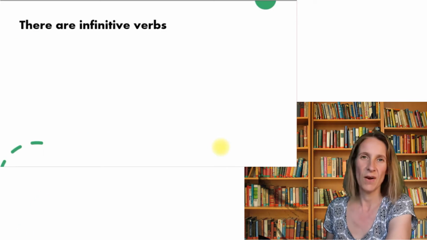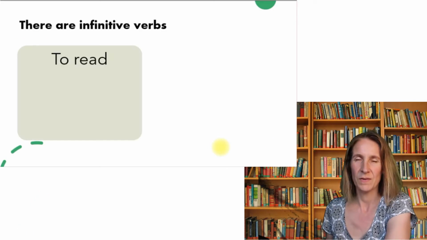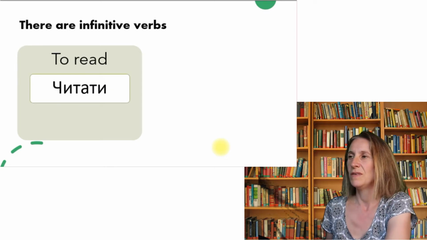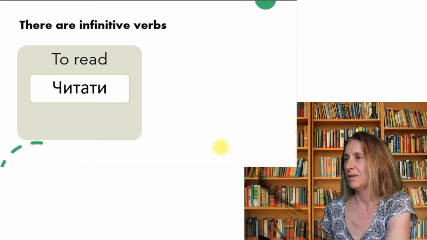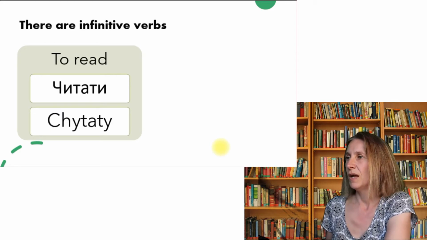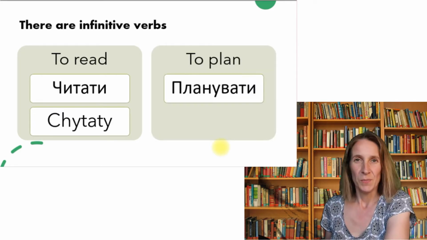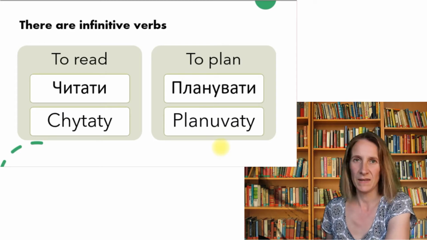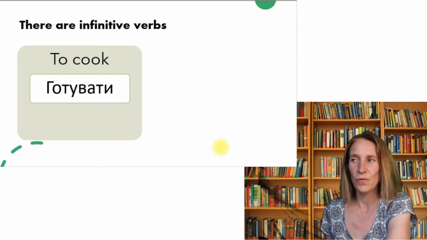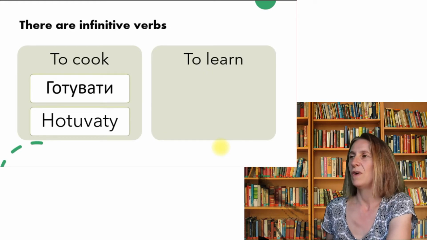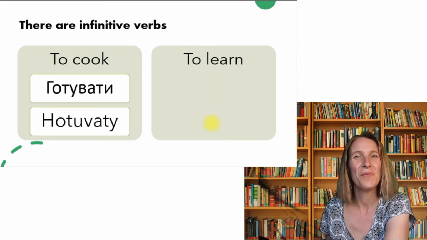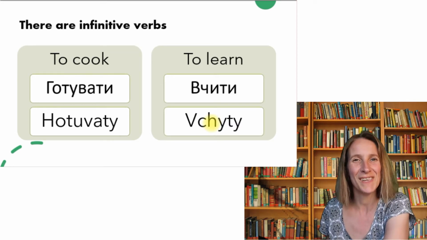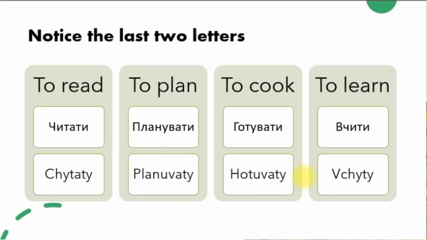Let's have a look. There are infinitive verbs. Those are "to read" in English, which is читати in Ukrainian. To plan, планувати. To cook, готувати. To learn, вчити. Look at the verbs and notice the last two letters.